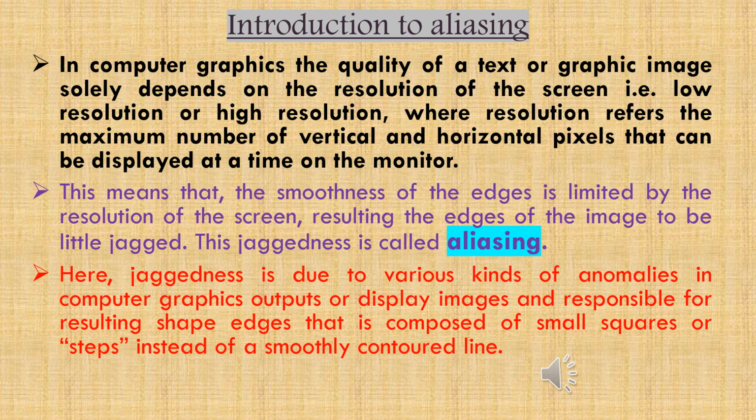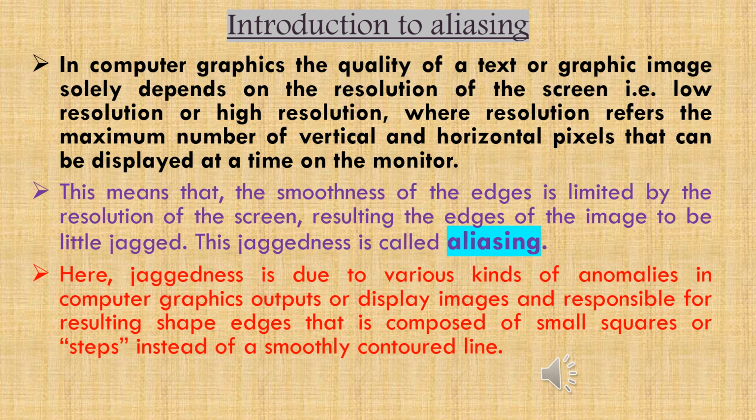In computer graphics, the quality of a text or graphic image solely depends on the resolution of the screen, that is low resolution or high resolution, where resolution refers to the maximum number of vertical and horizontal pixels that can be displayed at a time on the monitor. This means that the smoothness of the edges is limited by the resolution of the screen, resulting in the edges of the image being a little jagged. This jaggedness is called aliasing.